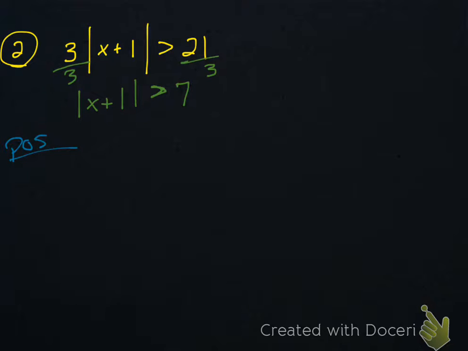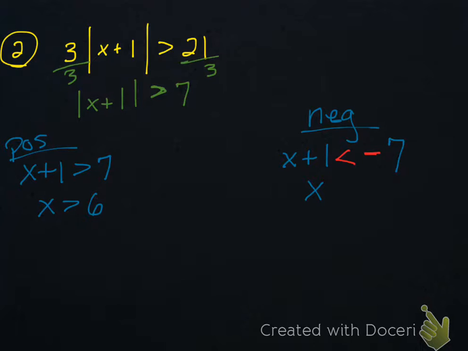So remember, the positive case is the exact same without the absolute value bars. For the negative case, we have to do two things, right? We have to change the sign and we have to change the direction of the symbol. Alright, so now how do we solve for x? You got it. You're going to subtract the 1. So on the left, for my positive case, I now have x is greater than 6. And for my negative case, x is less than -8.